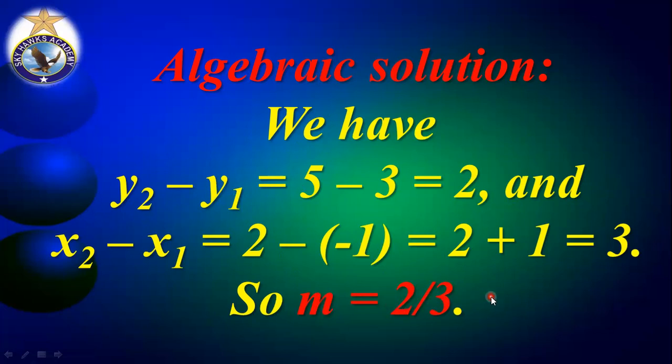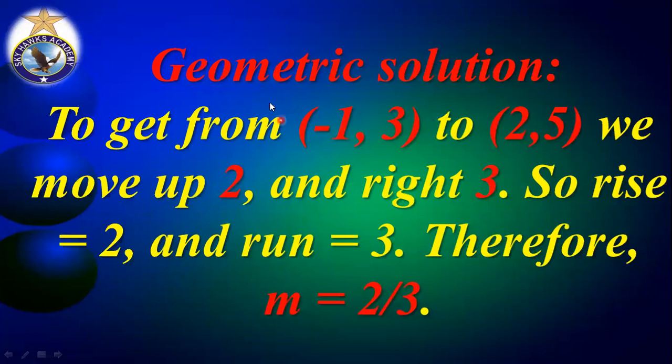So absolutely right answer. The geometric solution is, there are two. That's why I'm saying that geometry is divided into two branches. One is the Cartesian, and the second one is the Euclidean geometry. So if you don't know about those things, the geometric solution is to get from -1, 3 to 2, 5. These are the 2 points through which the line is passing.